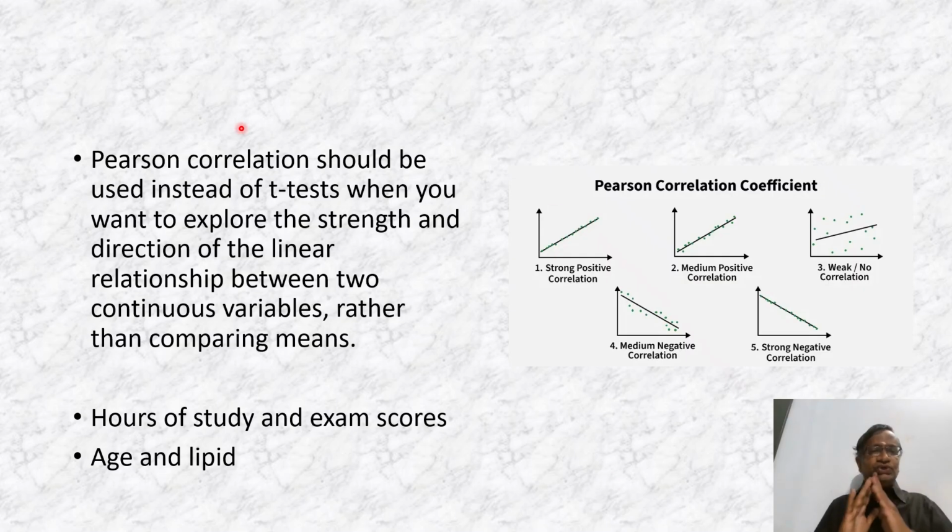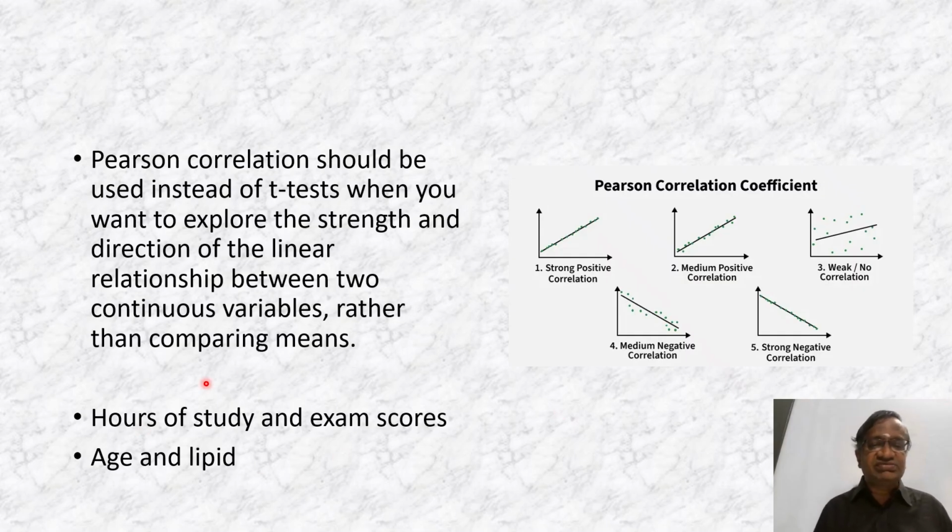Now we also should know sometimes Pearson correlation can be used instead of t-test. If it is going to be continuous variables, we can do this without comparing means. Hours of study and exam scores: a strong positive correlation, a medium positive correlation, no correlation at all. The data is here, no correlation. It's a negative correlation. It is a strong negative correlation.